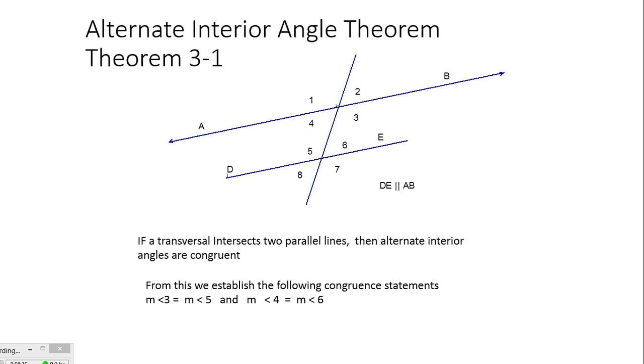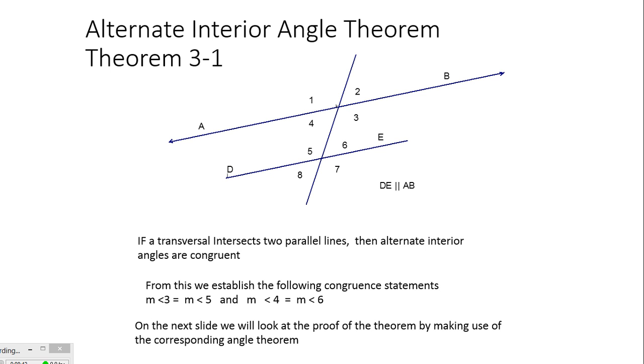Now, since this is a theorem, it means we can prove it, and we're going to show that. If a transversal intersects two parallel lines, there's the same picture. We're going to see that again and again. So there you have it: two parallel lines cut by a transversal. What this is going to say is that the alternate interiors, the angles at 3 and 5 and 4 and 6, are going to be congruent.